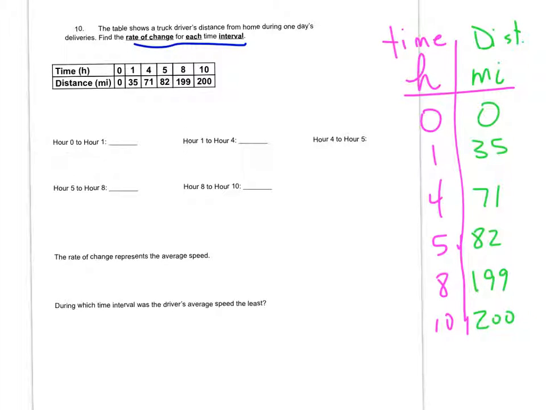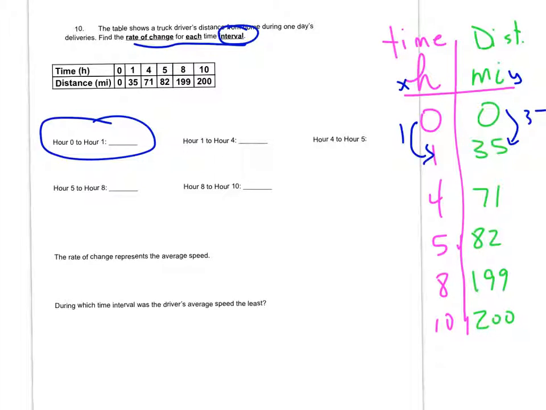Now, we're going to look at the rate of change for each interval. Interval means like from hour 0 to hour 1. Well, that's a change of 1. Remember, these are your x's, these are your y's. So 0 to 35, well, that's a change of positive 35. So that ratio, or that rate of change, is 35 to 1. And that's what I'm going to put in the first blank. Okay, I'm going to put 35 over 1, or 35 to 1.